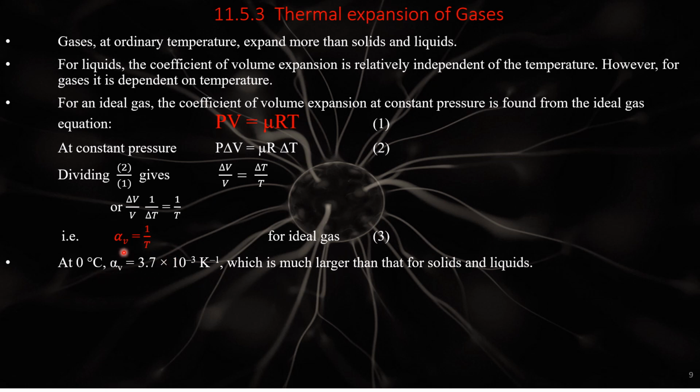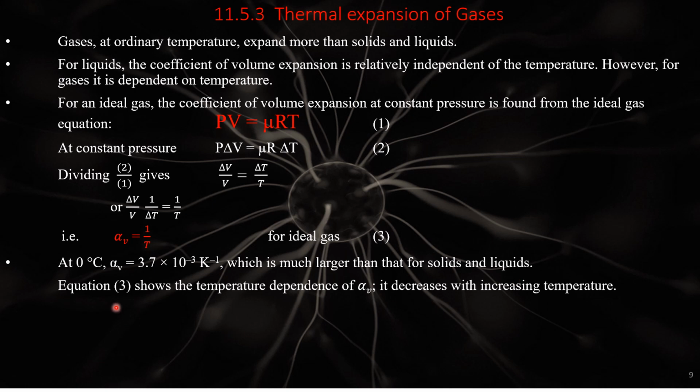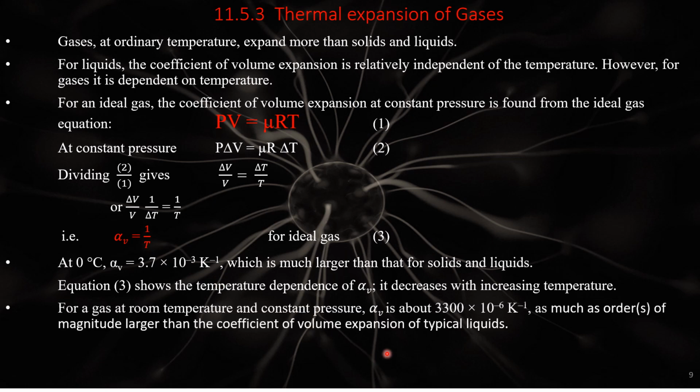At 0 degree centigrade, the numerical value of alpha V equals 3.7 into 10 to the power of minus 3 per Kelvin, which is much larger than alpha V for solids and liquids. So equation 3 also shows that alpha V is inversely proportional to the temperature. That is, if we increase the temperature, the numerical value of alpha V decreases. For a gas at room temperature and constant pressure, alpha V is 3300 into 10 to the power of minus 6 per Kelvin.